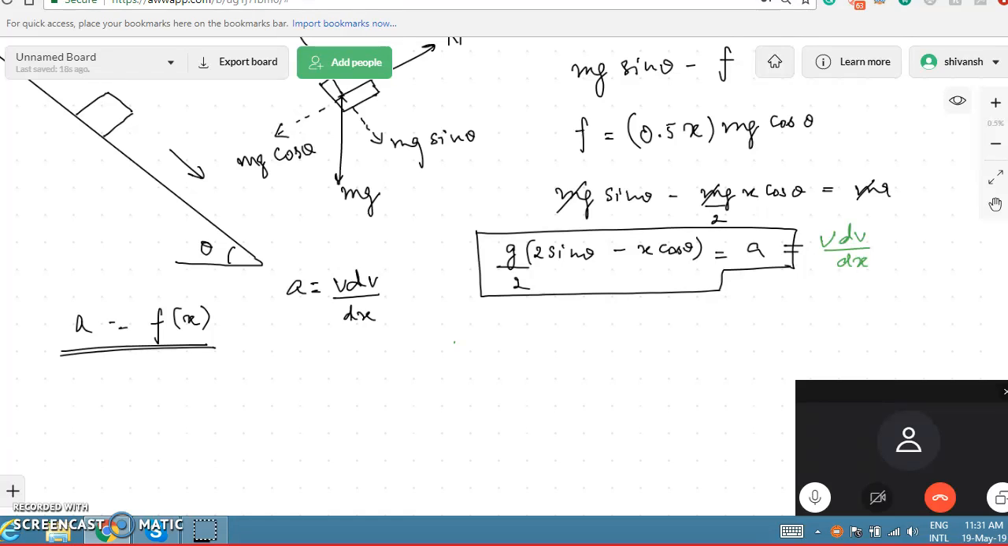It becomes g sin theta minus g by 2 cos theta times x, and then dx is equal to v dv. Integrate it. Initially the speed should be 0 because it is obviously starting from rest, and at that time the displacement is also 0. Finally speed should be v, and at that time the displacement should be x. So from here you get velocity as a function of displacement.